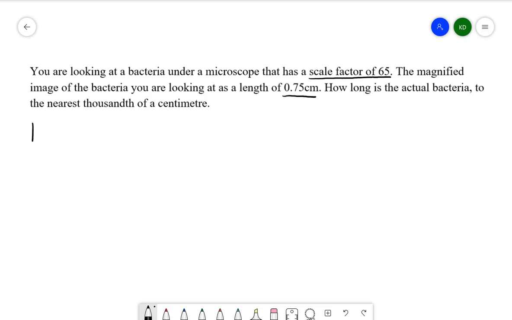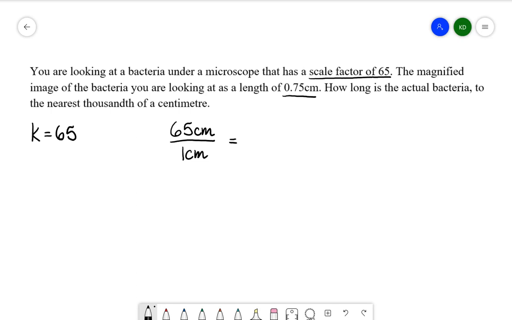So we have a k value in this case of 65. And what we want to do is use that k value to figure out what's the real length of this bacteria. So I'm going to use my k value as a ratio this time, or as a fraction. So what that means is that when I see 65 centimeters on the microscope, like if I could actually see that distance, that would represent 1 centimeter in real life. And of course, 65 over 1 is the same as 65, and those units would cancel. So I'm still keeping the k value the same.